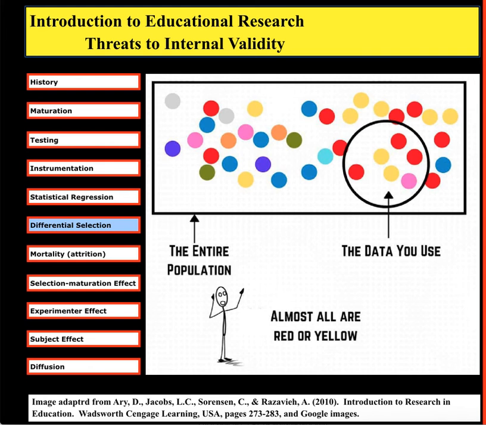So a way to deal with this differential selection, or when you have groups that are not equivalent, is to randomly assign students, if possible. Now, a lot of times research is done in schools and in classrooms. And in classrooms, you cannot randomly assign students to experimental and control groups if you're using 2 or 3 different classrooms. So you may have to use existing classrooms, but you would have to try and control as much as you can that the classroom groups are equivalent, especially on the dependent variable that is being measured. So that is differential selection.